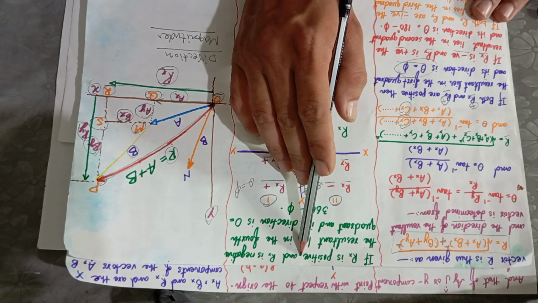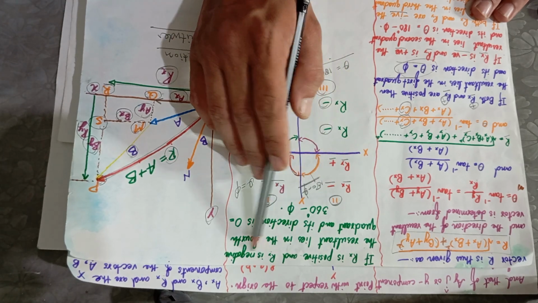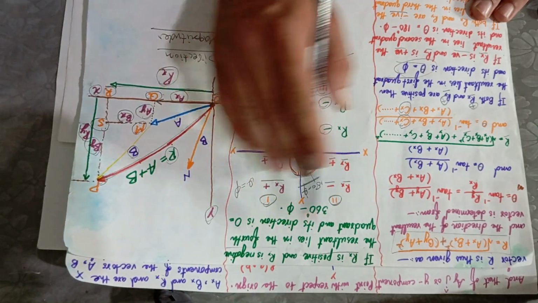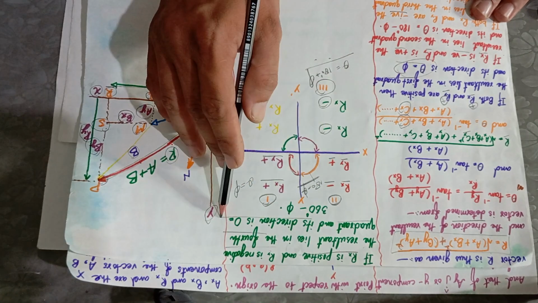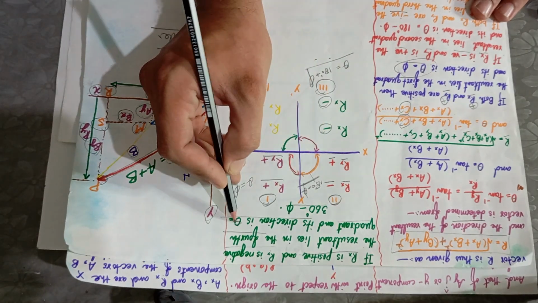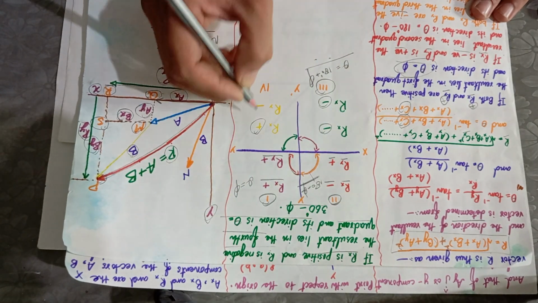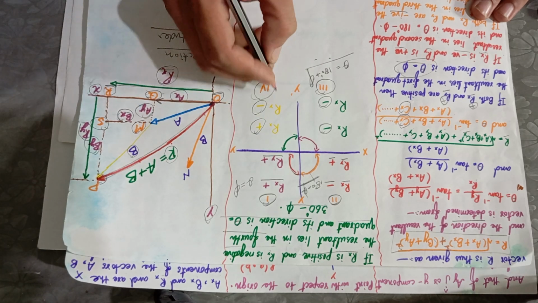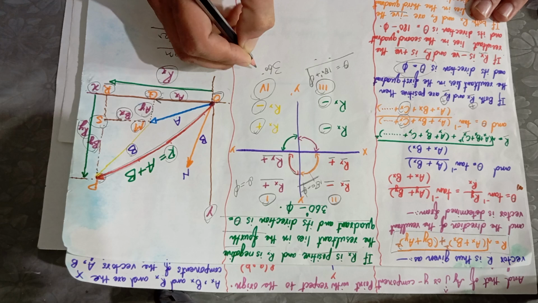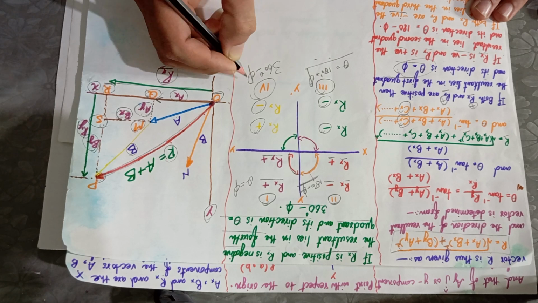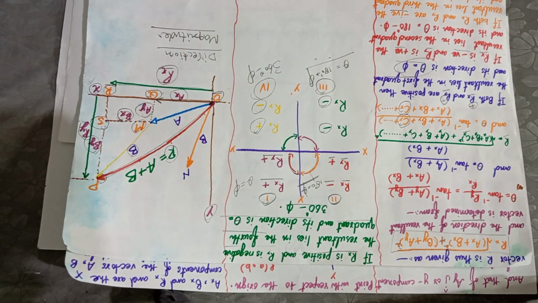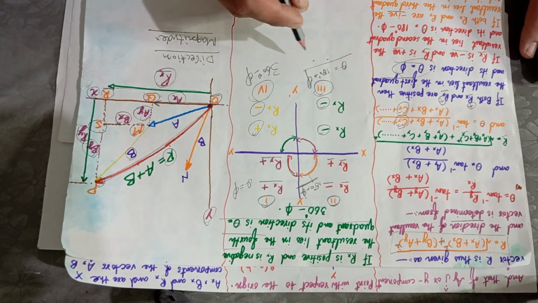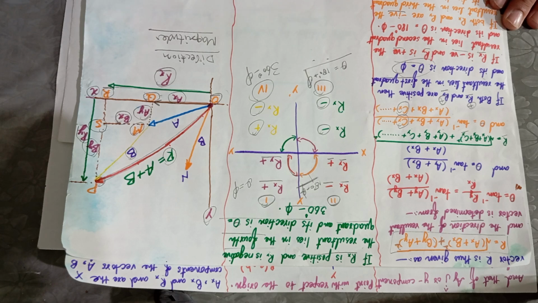If Rx is positive and Ry is negative, the resultant lies in the fourth quadrant and its direction is this. Rx is positive, Ry is negative, lies in the fourth quadrant. The direction of this component is 360 minus θ. Okay. So this is the quadrant system of the components.